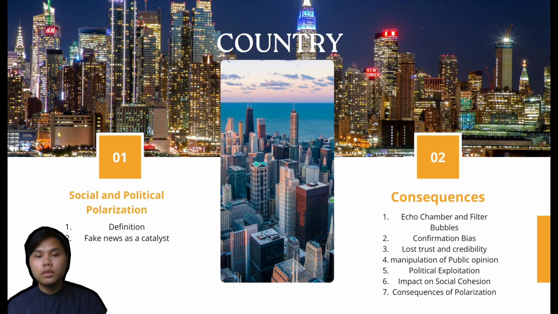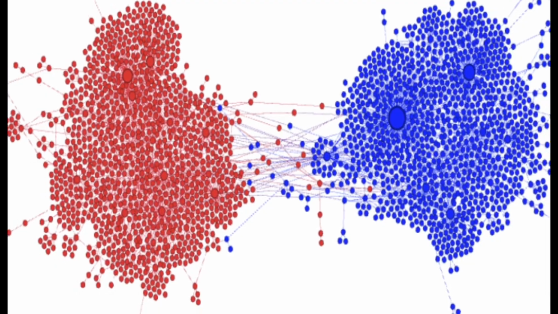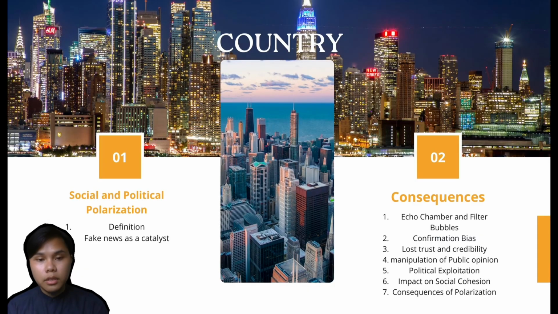One of the consequences of fake news is the creation of echo chambers and filter bubbles. These are isolated information environments where individuals are surrounded by like-minded people and exposed to information that reinforces their existing beliefs. Fake news contributes to the formation and reinforcement of these echo chambers, limiting the exposure to diverse viewpoints and fostering polarization.